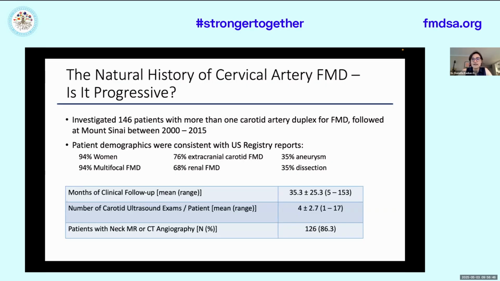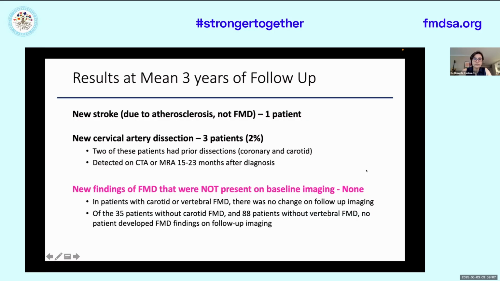All of these patients had more than one carotid artery duplex over the time that they were followed. And the majority were followed for an average of about 3 years. The average number of carotid ultrasounds per patient was about 4. And many had complete head and neck angiography as well. And at 3 years of follow-up, what we found was that 1 patient had a new stroke, and that was actually due to cholesterol plaque, not FMD.